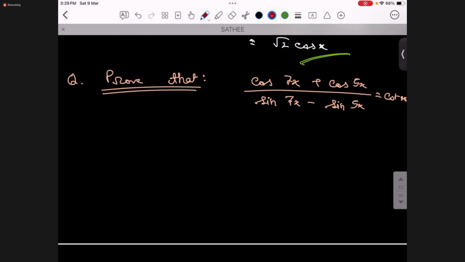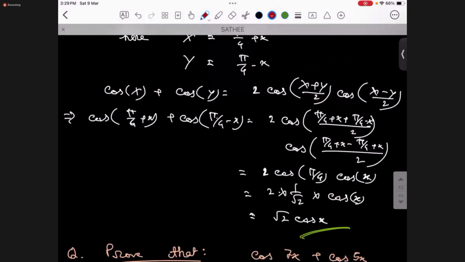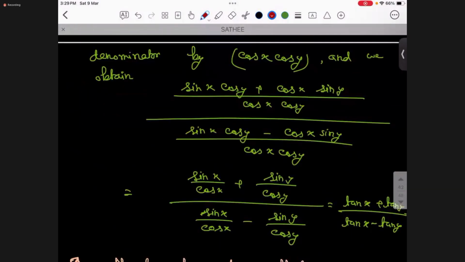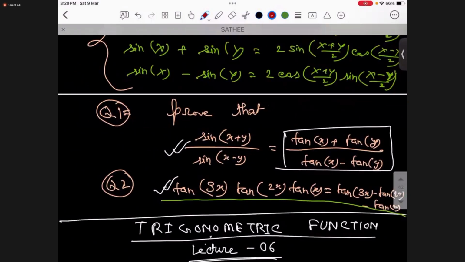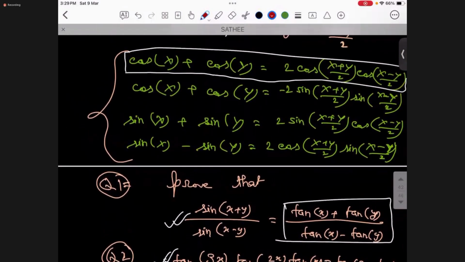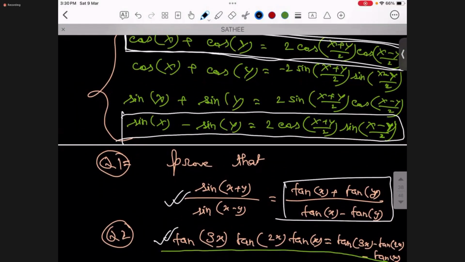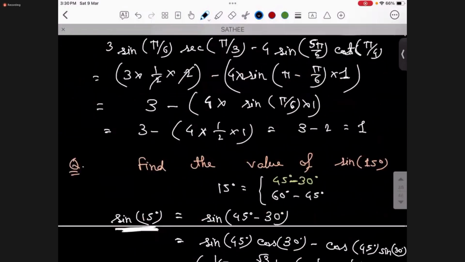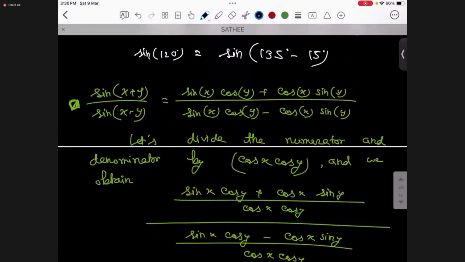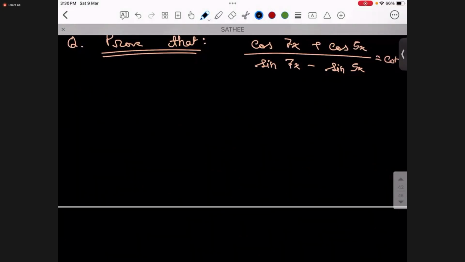Okay, so we just need to use the formula here. Which formula? One is the formula for cos x plus cos y, which is drawn in the white color again. I am marking here. And another one is this one. And what are x and y here? x equals 7x and y equals 5x. So I am not denoting this 7x and 5x by capital X and capital Y. I hope you have enough understanding about this. So I'm just using the direct formula so that we can obtain the answer.